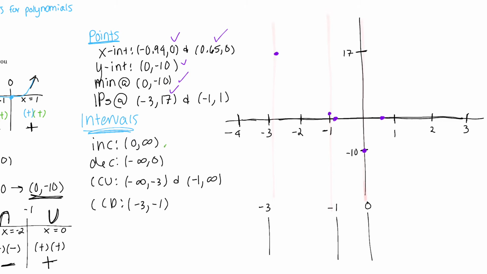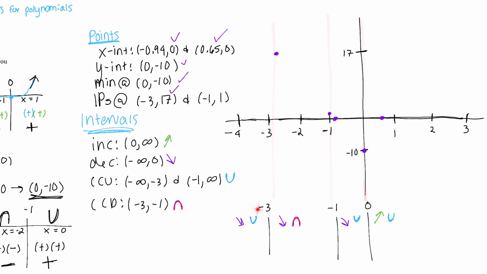All right, so increasing from 0 to infinity. So I know I'm increasing here. Decreasing from negative infinity to 0. So I'm decreasing, decreasing, decreasing. We're concave up from negative infinity to negative 3. And then we are concave up from negative 1 to infinity. We are concave down from negative 3 to negative 1. Then I'm choosing the shape.